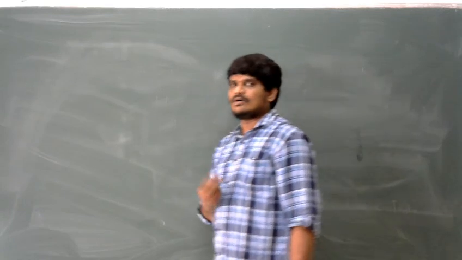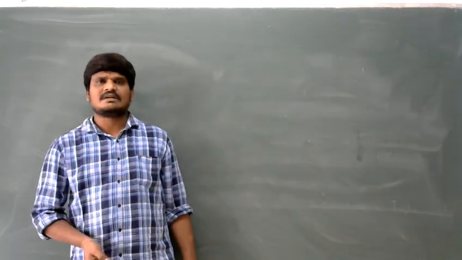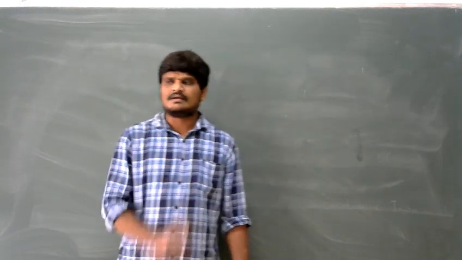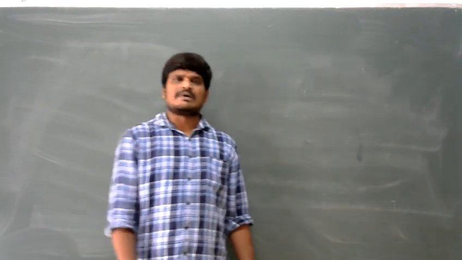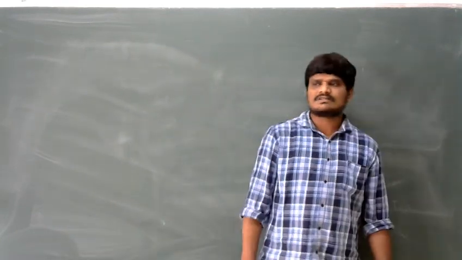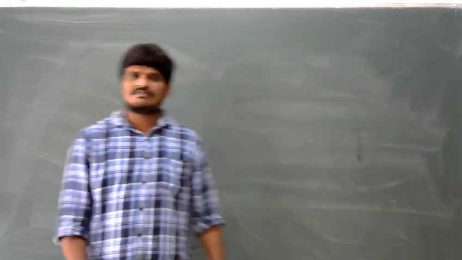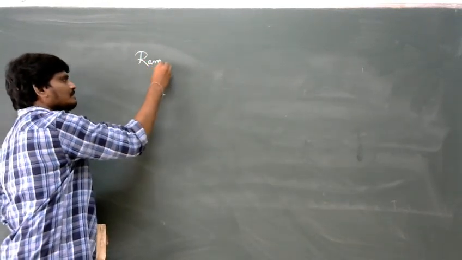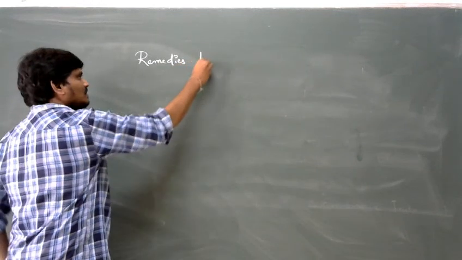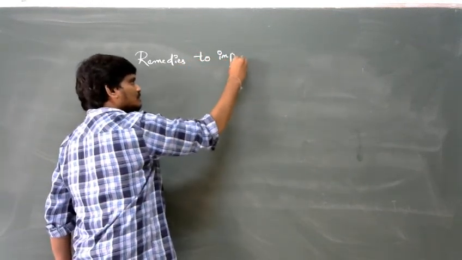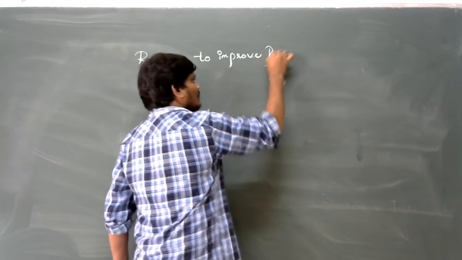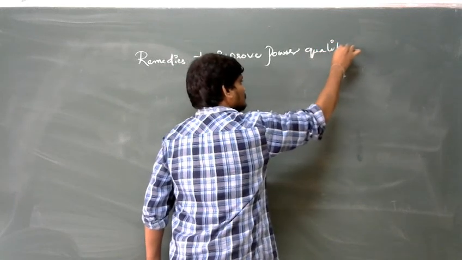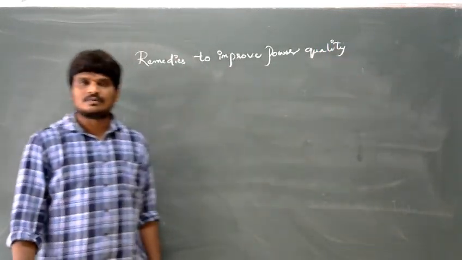So there are two compensation techniques which can be indirectly used to improve the power quality level. What is the first technique? Active technique. And the second technique? Passive technique. So what is our today's topic? Remedies to improve power quality.